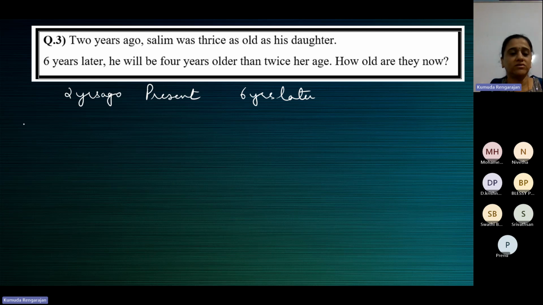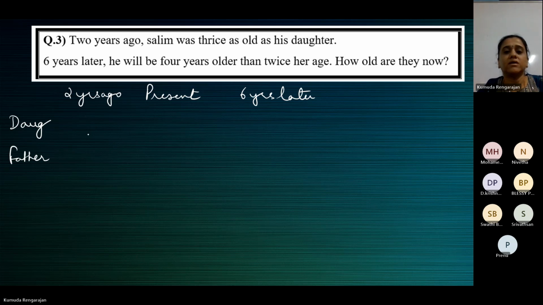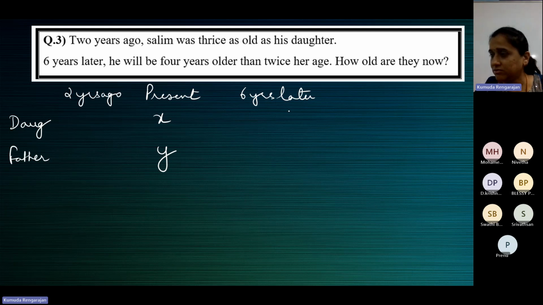Okay. This is the daughter and this is the father, Salim. Percentages, X, Y. See, in the question we have percentages, then something is about their ages 2 years ago, and something is about their ages 6 years later. So present ages, 2 years ago, ages 6 years later. And it's about the two characters, daughter and Salim.